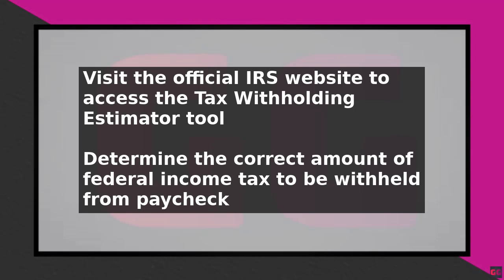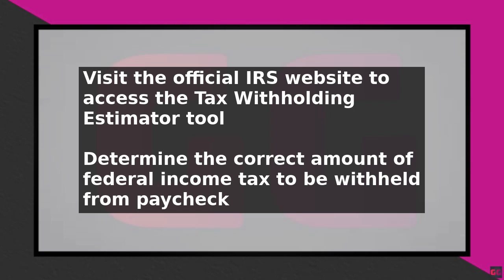To use the IRS Tax Withholding Estimator, start by visiting the official IRS website and navigating to the Tax Withholding Estimator page. This tool is designed to help you determine the correct amount of federal income tax to be withheld from your paycheck. Begin by selecting your filing status, such as single, married filing jointly, or head of household.